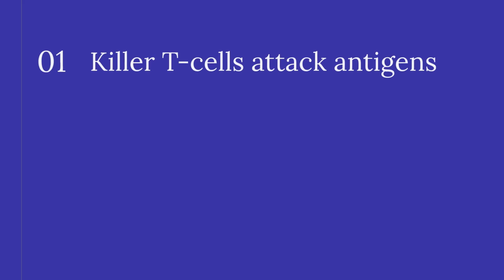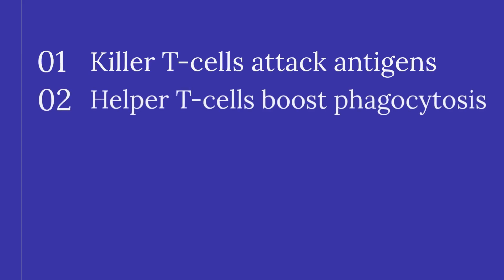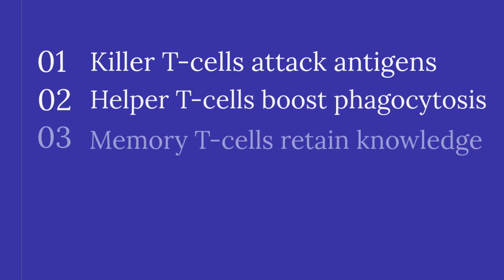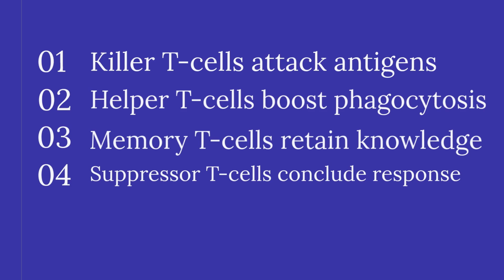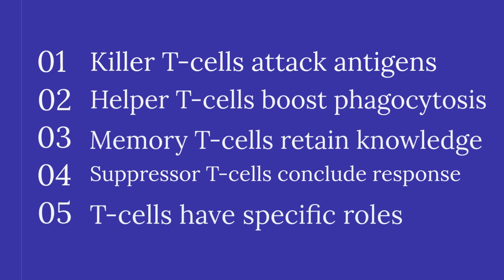T cells have specific roles in immune response. Killer T cells destroy antigens at infection sites. Helper T cells promote macrophage phagocytosis. Memory T cells remember antigens for future encounters. Suppressor T cells end the immune response when necessary.